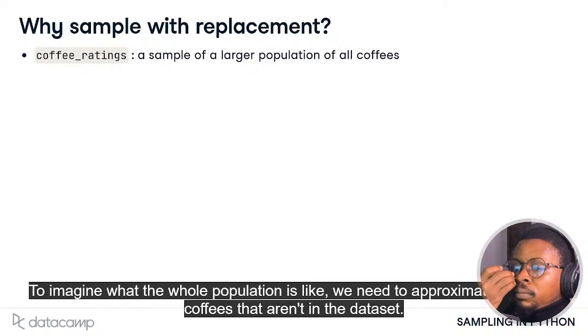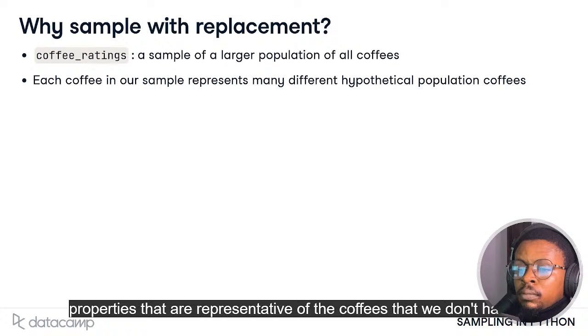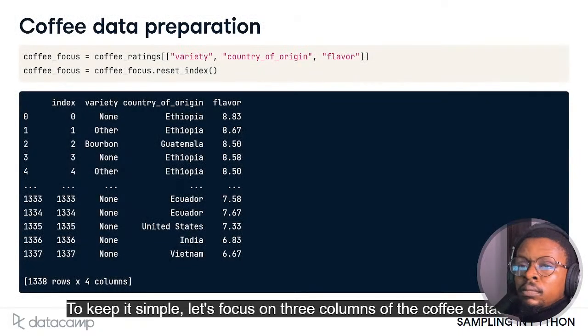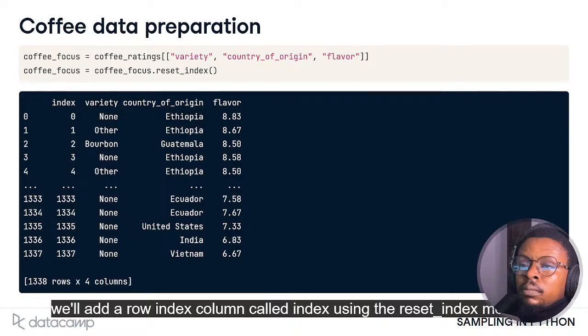To imagine what the whole population is like, we need to approximate the other coffees that aren't in the dataset. Each of the coffees in the sample dataset will have properties that are representative of the coffees that we don't have. Resampling lets us use the existing coffees to approximate those other theoretical coffees. To keep it simple, let's focus on 3 columns of the coffee dataset. To make it easier to see which rows ended up in the sample, we'll add a row index column called index using the reset_index method.